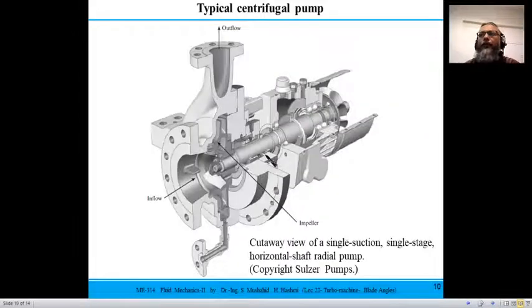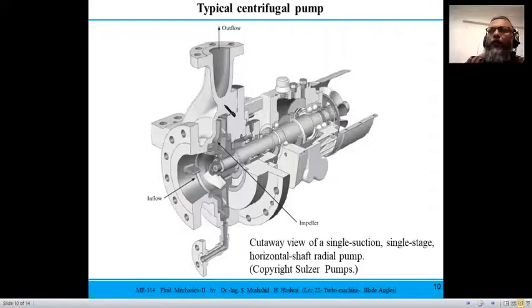If you look at the construction of the centrifugal pump, this is the cutaway of a single stage suction pump. The flow comes in to the impeller. So this is the impeller, this is the cross section of an impeller, and flow comes in, and there is a shaft which is rotating the impeller, and then the fluid enters in a radial direction. So here you have a single stage pump.